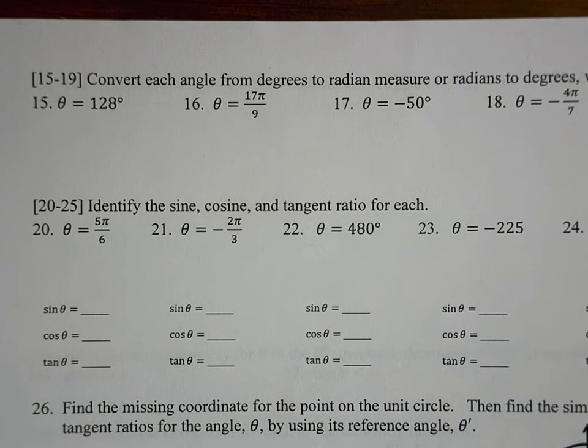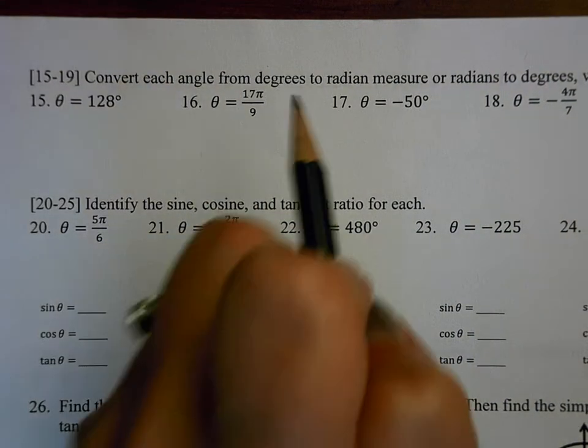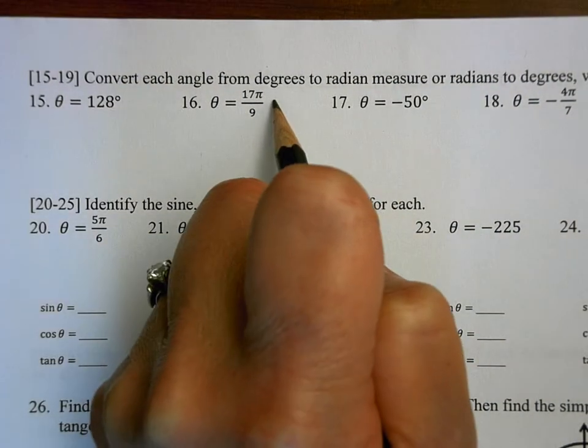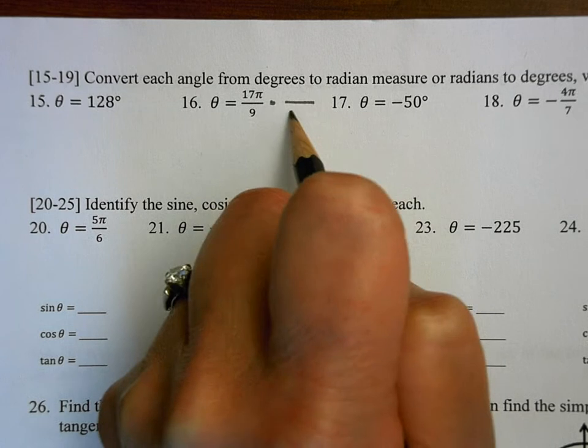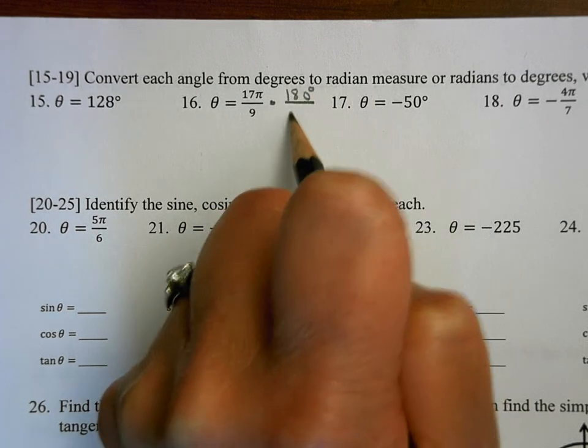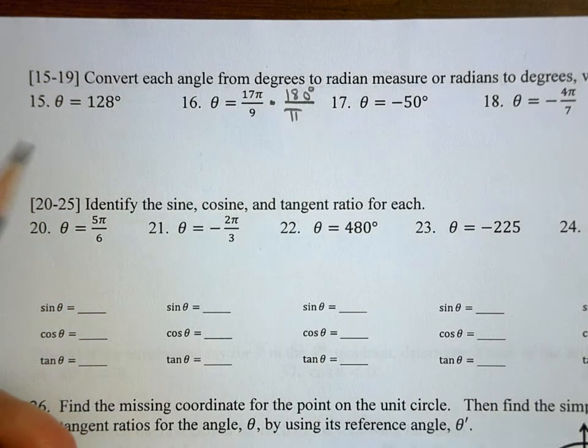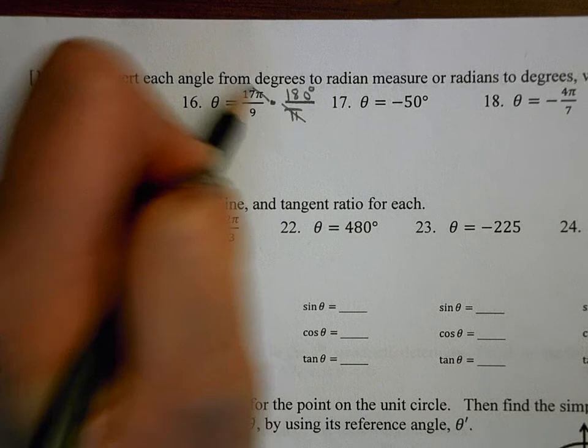Okay, so for converting, let's take a look at number 16. So we want to convert either degrees to radians or radians to degrees. So this is already in radians. So if I want to convert to degrees, then I'm going to multiply by 180 over pi. So I know the pi's cancel, so let's do that.